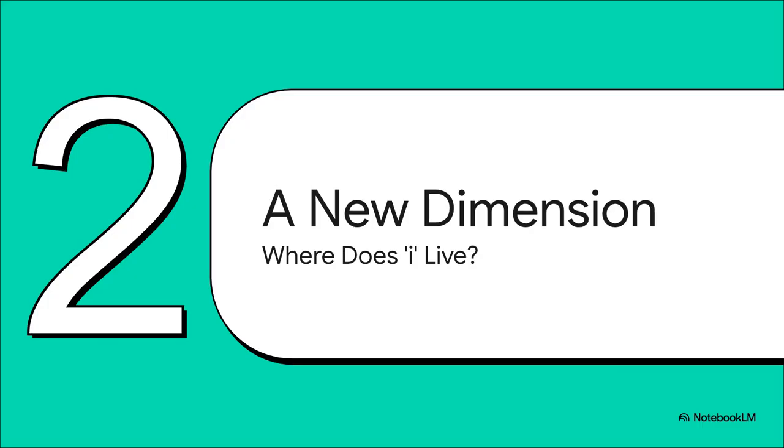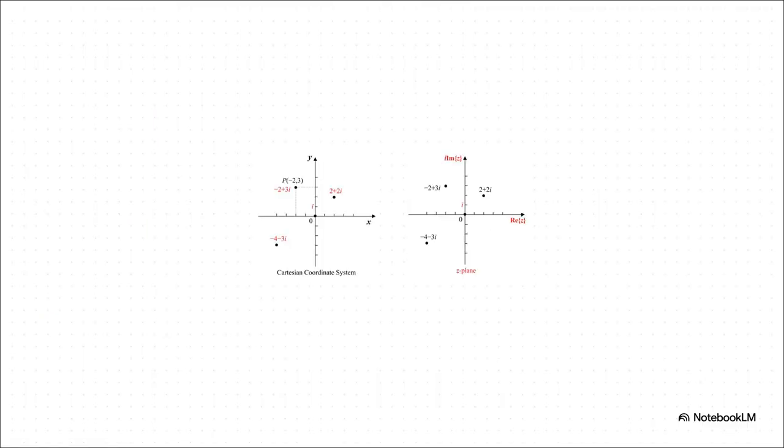Okay, so if i isn't on the number line, where in the world is it? Well, this is the cool part. What if it's not just a new point, but a whole new direction? And the idea here is so beautifully simple. You just take a standard graph, with an x and y axis, and you relabel it. The horizontal axis stays as our good old real number line. But the vertical axis becomes our imaginary axis. And just like that, we've created a two-dimensional space for numbers to live in.